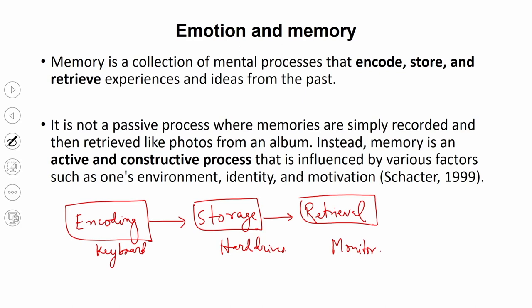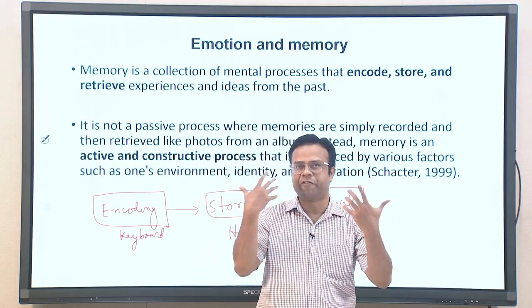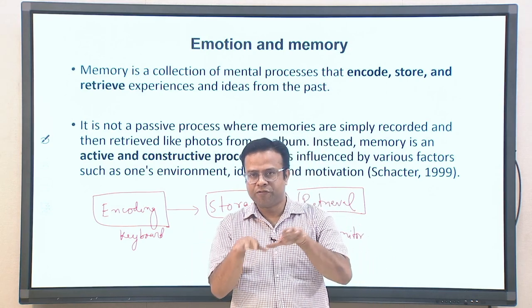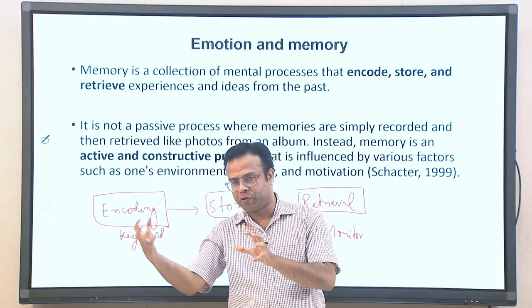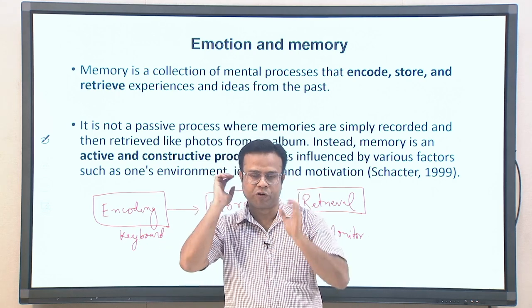So, it is not exactly like photographs, where things are stored as they are and an exact replica is retrieved later. In human memory, things could be more dynamic, with more constructive processes, because of so many factors involved in our system. We will talk more about this constructive process when we discuss eyewitness memory in a little more detail.